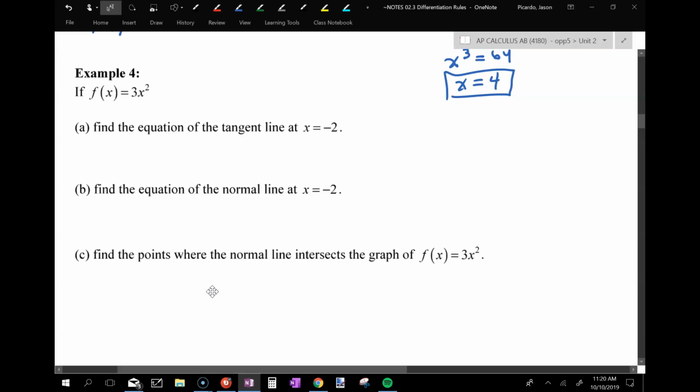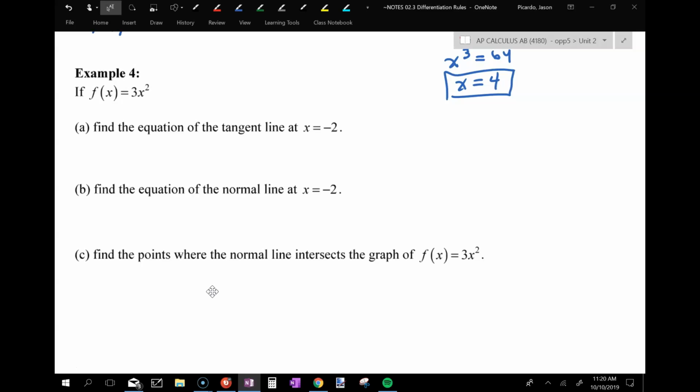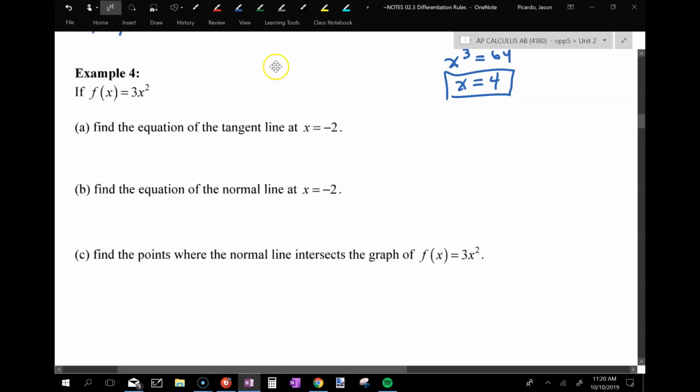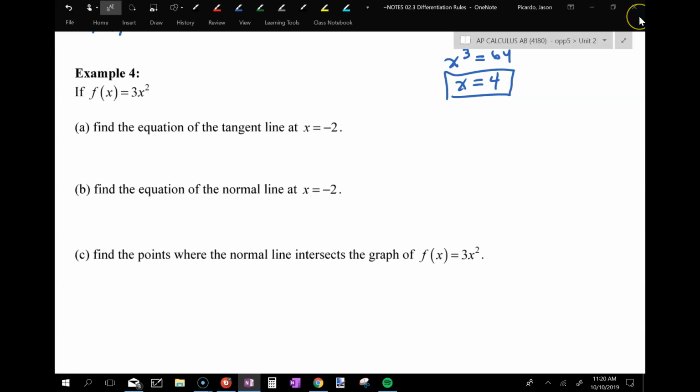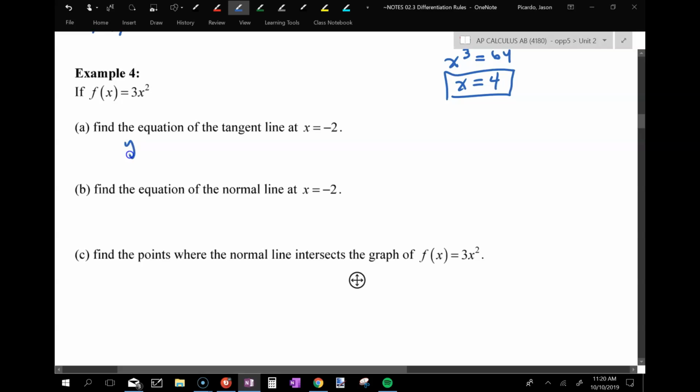All right, so guys, this is the type of question that is very common on an AP exam, and it's used in a number of different ways. But find the equation of the tangent line. I give you a curve, give me the equation of the tangent. So what do I need to do in order to solve this? I need to use the point slope formula, yes? So I need to use y minus y1 equals m times x minus x1.